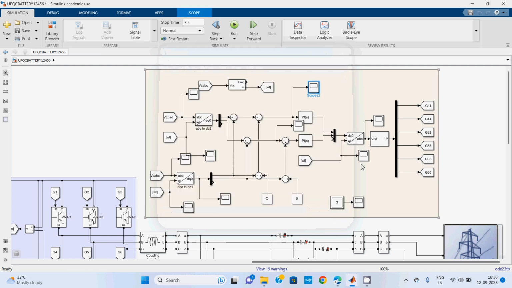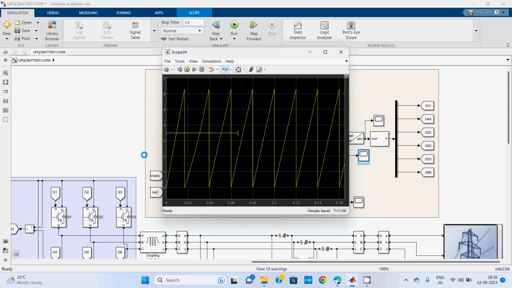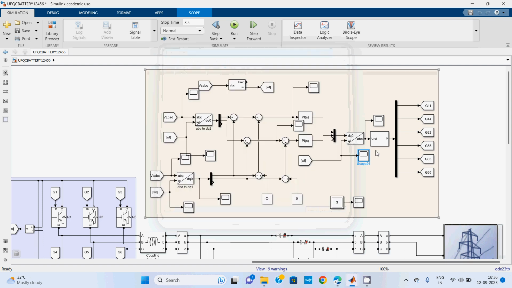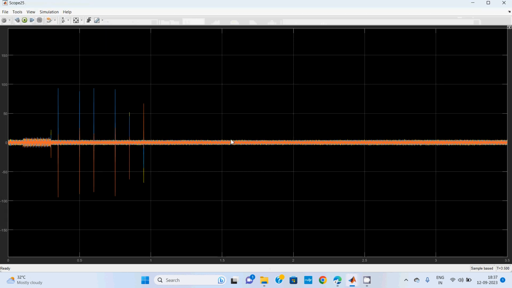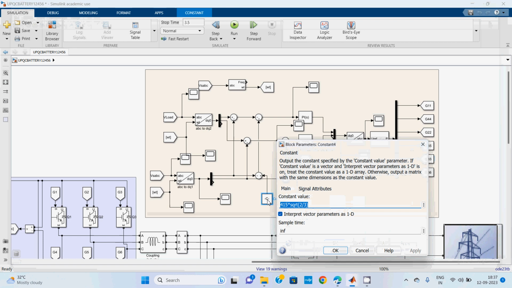Here you need to observe this one. This one is omega t. Definitely that will be required in this manner only. The injected reference signal will look this way. And this voltage will be 230 into 415 into root 2 by 3, which is near 338.856.